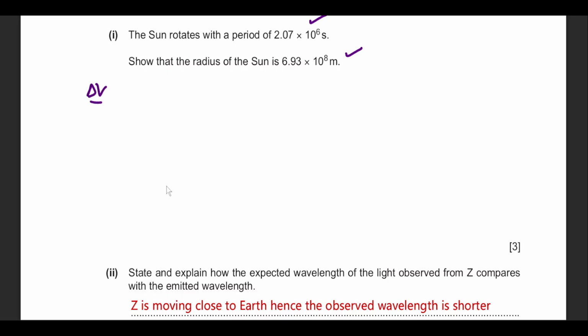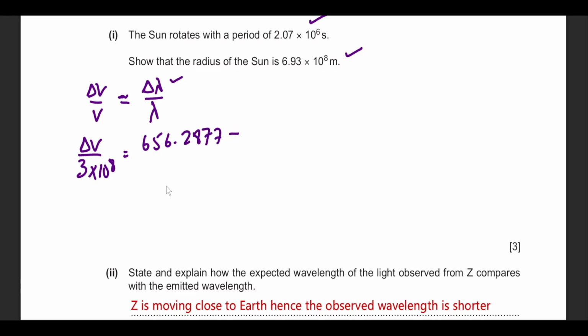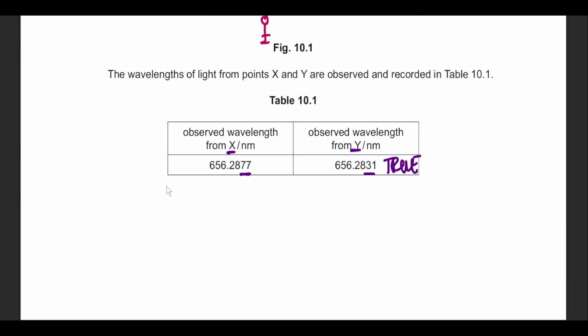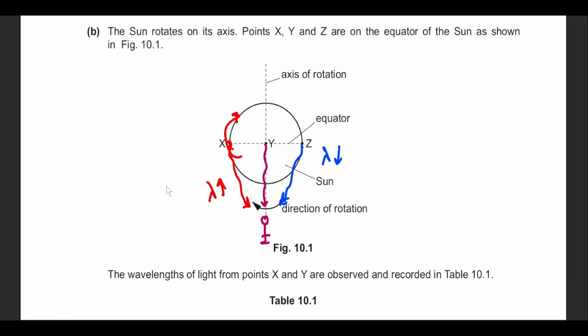So delta v over c is approximately equal to change in lambda divided by lambda, and delta v is what we're looking for. Speed is the speed of light, because we're dealing with light, times the change in wavelength, which is 656.2877, what you just observed, minus 656.2831, divided by the true value, which is 656.2831. Notice that the comparison is with the wavelength that we observed at Y, and Y is at the center. This is the true wavelength that doesn't have any sort of Doppler effect.